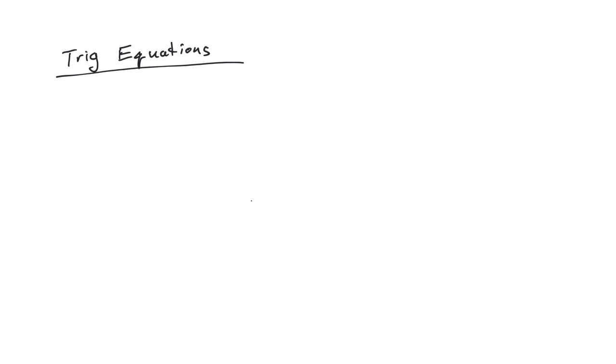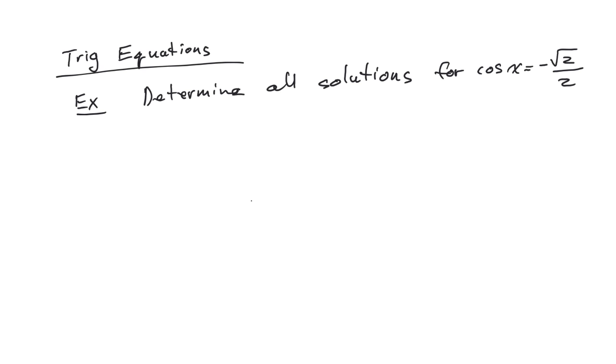Today we're going to be working on trig equations. All right? There's nothing else to do other than to just jump right in. So for this problem, I'm asking you to determine all the solutions for x is equal to negative root 2 over 2. And in this case, I'm going to ask you to use radians.